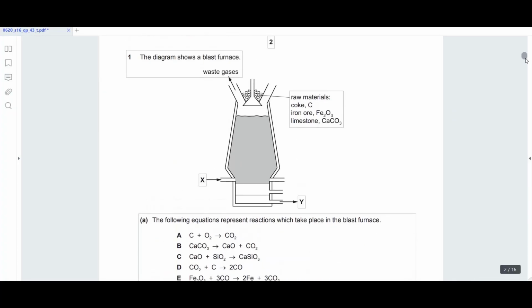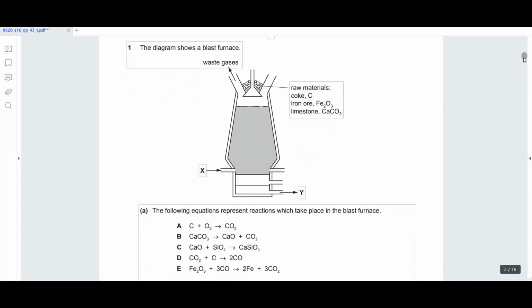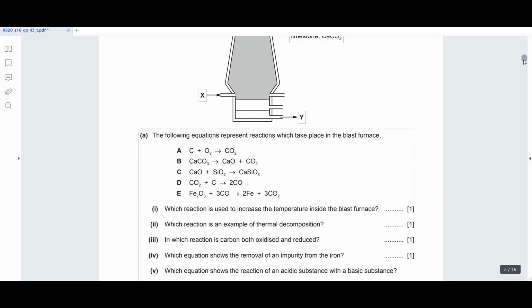So let's start with our first question. The first question states that the diagram shows a blast furnace. Part A states that the following equations represent the reactions which take place in the blast furnace. So here we can see clearly the 5 reactions that are taking place.